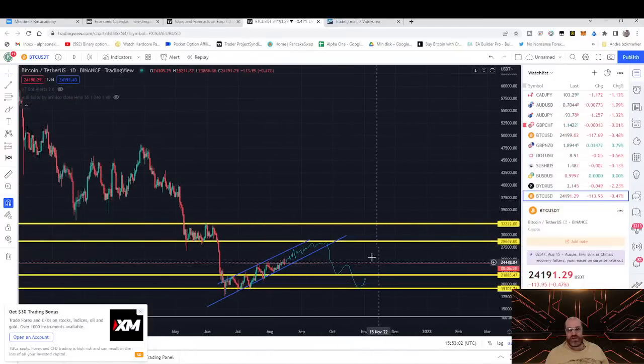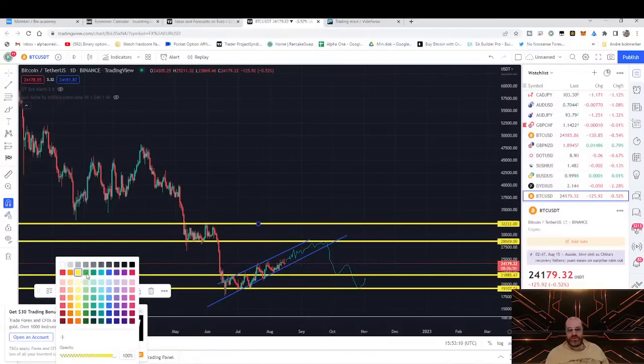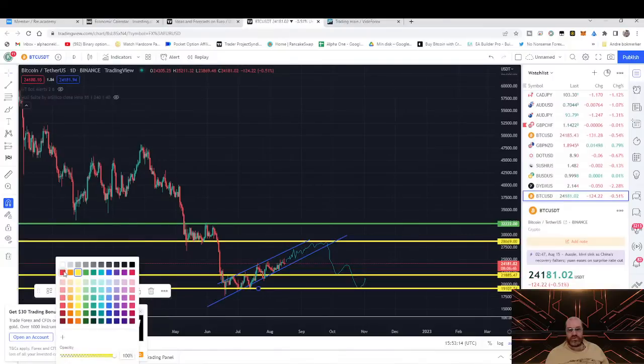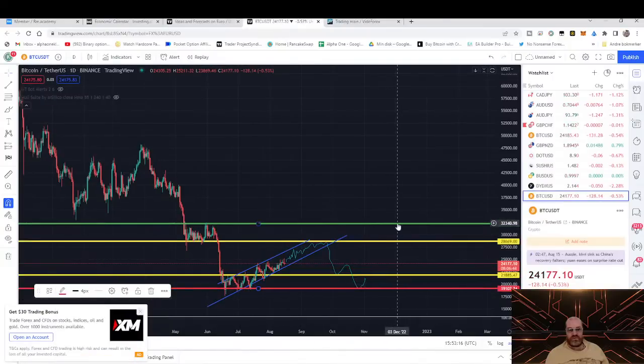So the zones I am expecting us to be trading in are these yellow lines you see here. I can mark the upper line here. Let's mark that one green and this one red. So we will be playing between this green line and this red line for a very long time, and most of the time we will be in between these two yellow lines.